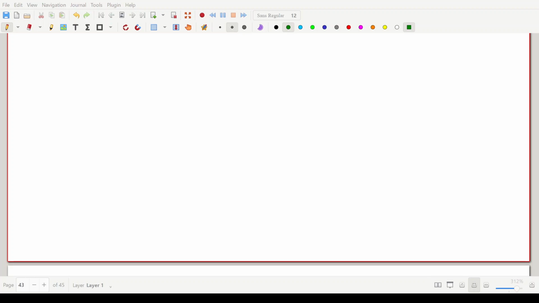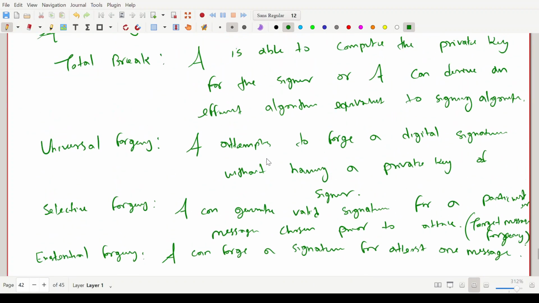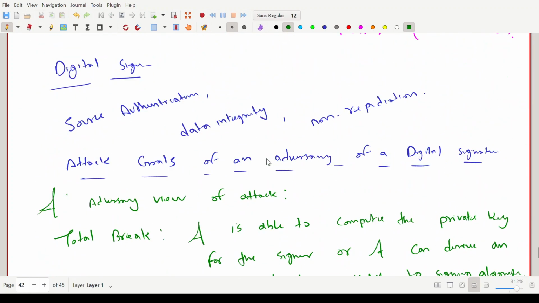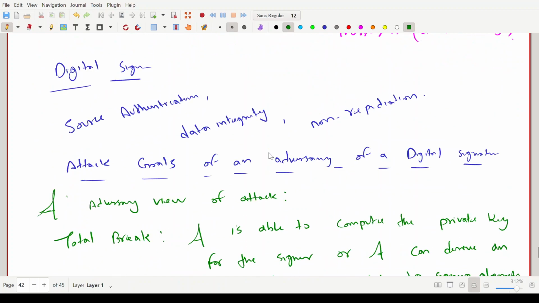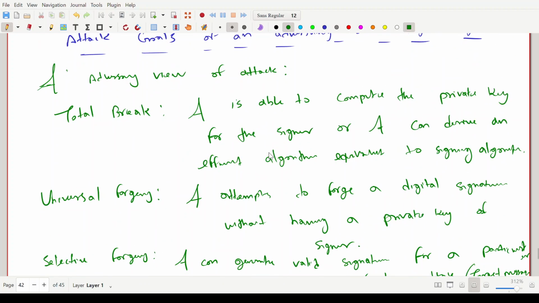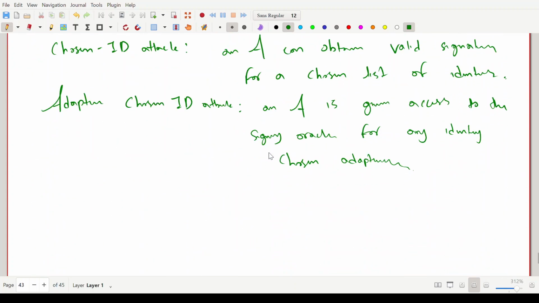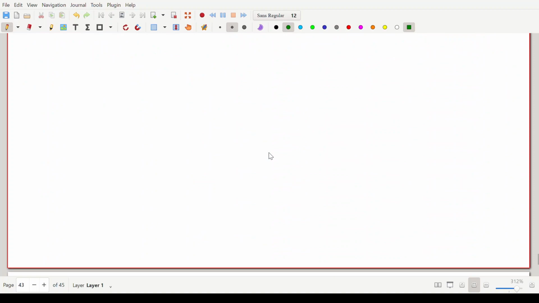Hello everyone, welcome back. In the last class, we have seen what a digital signature is, and formally the definition of digital signature was given. And then what are the attack goals of the adversary for digital signatures? That's what we have seen in the last class. Let us now see some of the digital signatures which were in use.